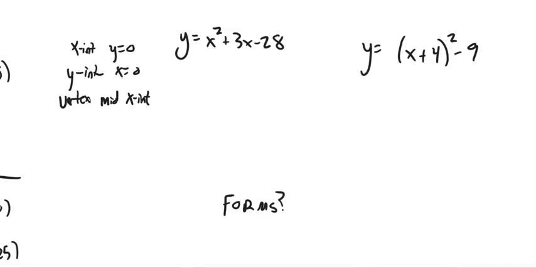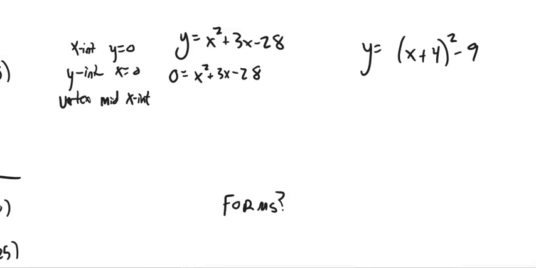So let's take a look at this one. If I wanted to find x-intercepts for this one, I'd have to let y be 0. So we look at that. 0 equals x squared plus 3x minus 28. So I need to solve that. And if you remember back to our last unit, boy, we sure did a bunch of that.